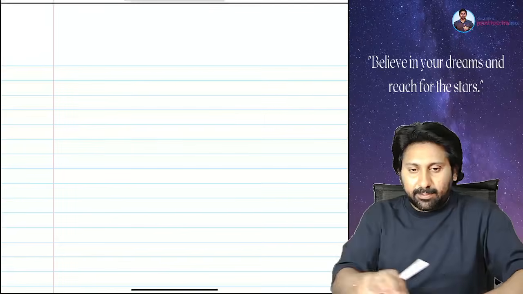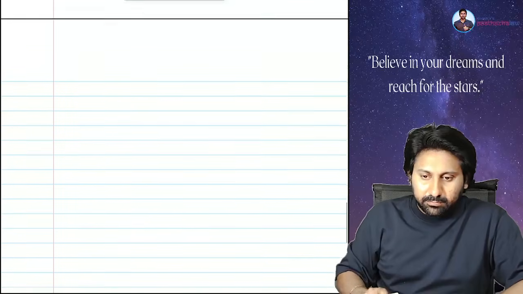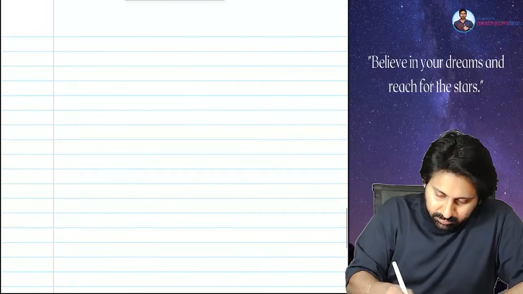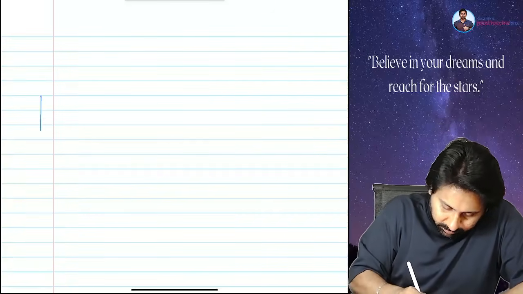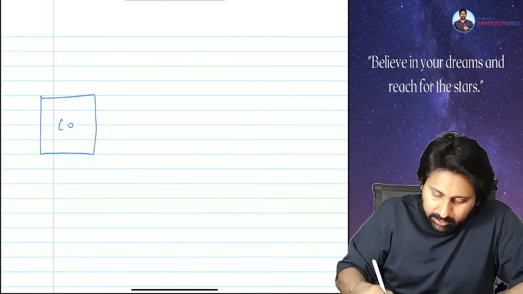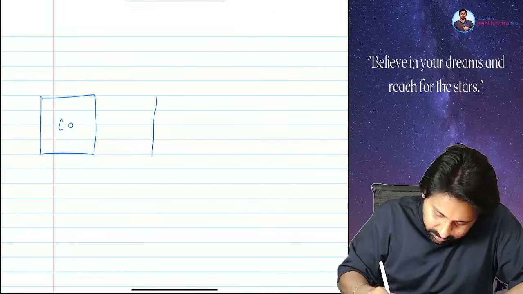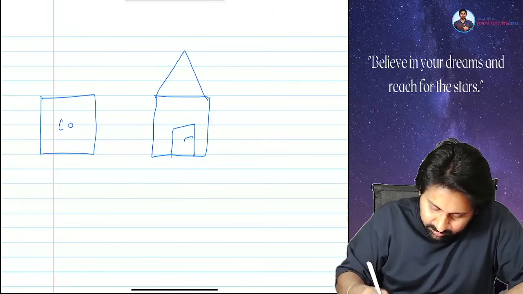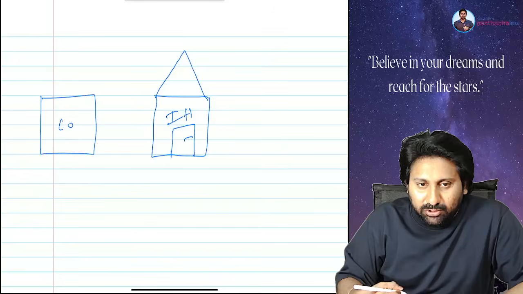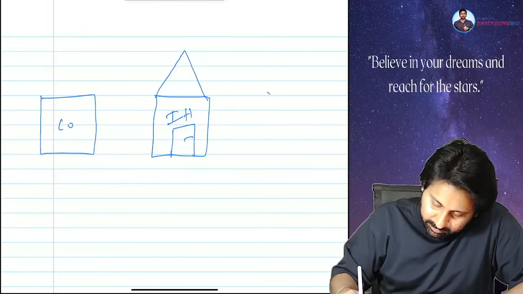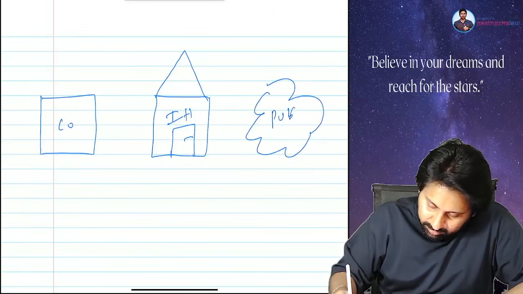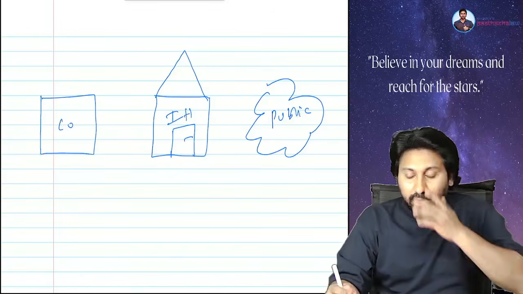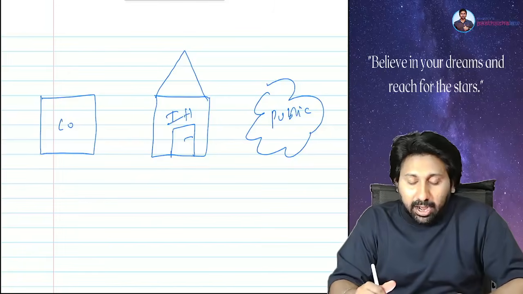See here. See here once. There is a company. It is an issue house. And public. Okay. Listen carefully. Company, issue house, and public.